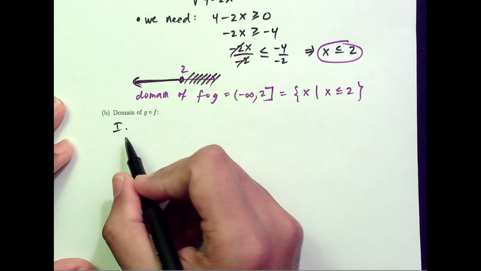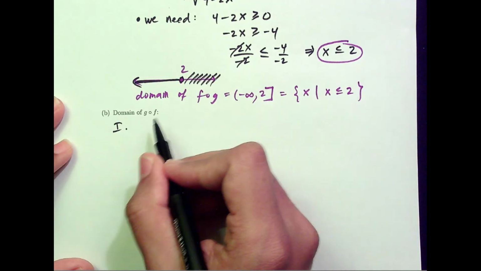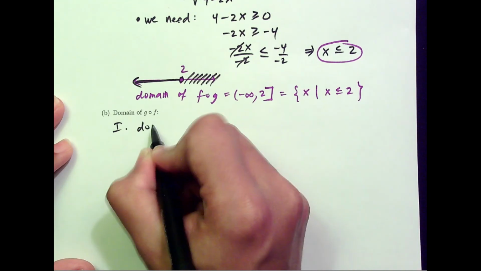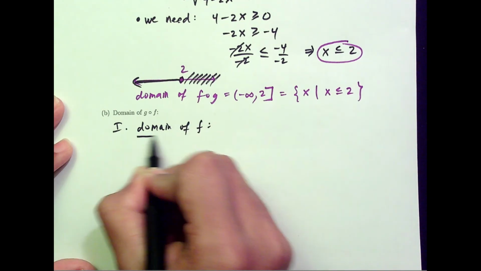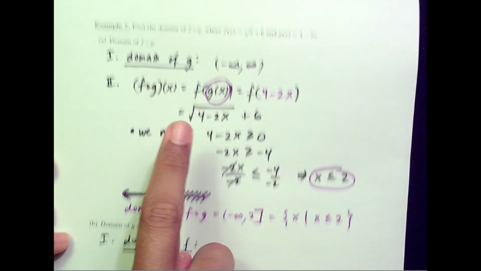Alright, first, find the domain of the inside function, which is now F. So first thing is find the domain of f, the inside function. Okay, here's the formula for f.